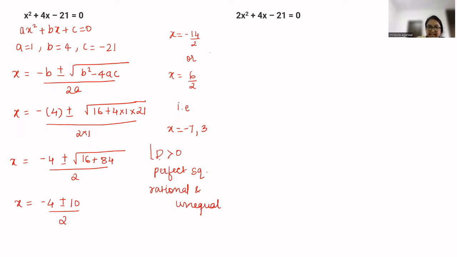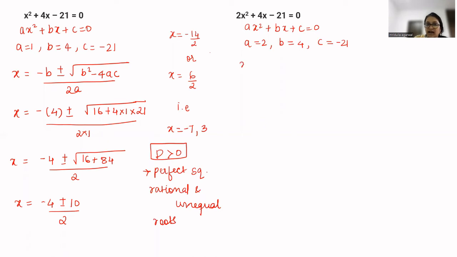So when D is greater than 0 and it is a perfect square, we have rational and unequal roots. Now we'll take another condition. Let us check. Again, we'll compare this with ax square plus bx plus c equals to 0. So a over here is 2, b is equal to 4, c is equal to minus 21.